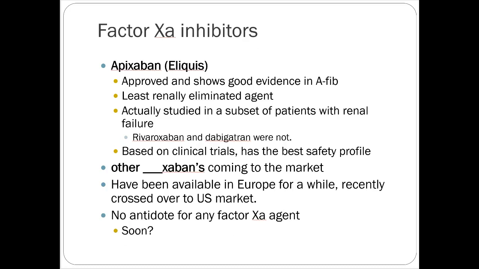Apixaban is the other new one that is really popular as well. It's Eliquis. Approved, shows good evidence for atrial fibrillation. It's the least renally eliminated agent, and it's been actually studied in a subset of patients with renal failure, where rivaroxaban and dabigatran have not really had as profound evidence. And based on our current evidence, it probably has the best safety profile, meaning the lowest overall bleeding risk out of all the new oral anticoagulants.